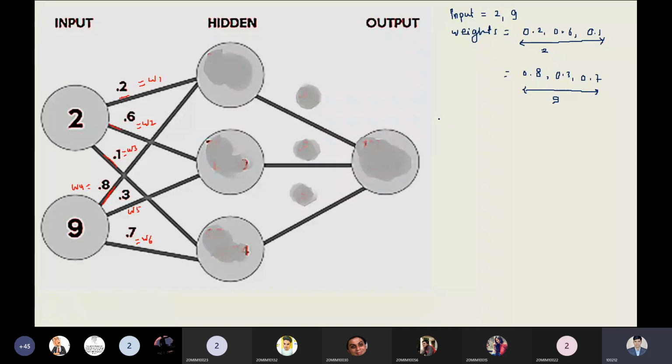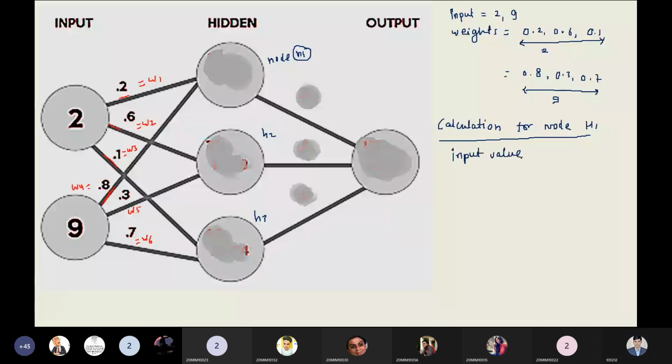So this is the time we have to calculate. I'm assuming at the hidden layer, this is the node H1, and this is the node H2, and this is the node H3. So we have to use the calculation. First I'm doing the calculation for node H1. So the question we have is, what is the input value of node H1? This is our first part, and we have to do it.